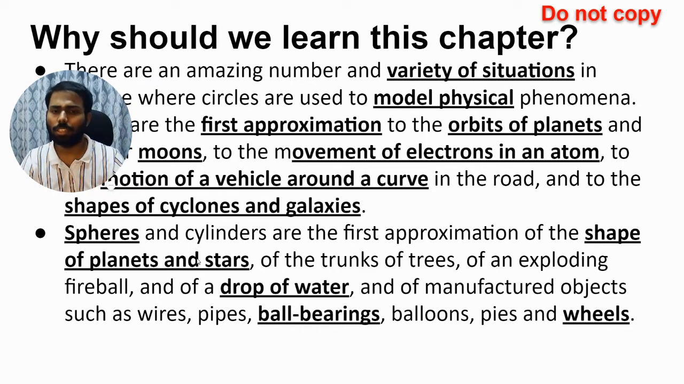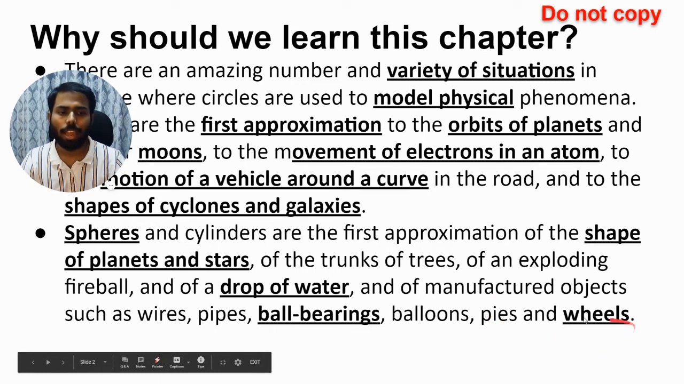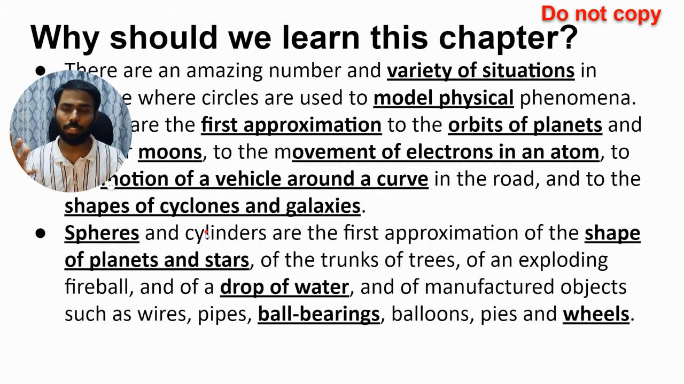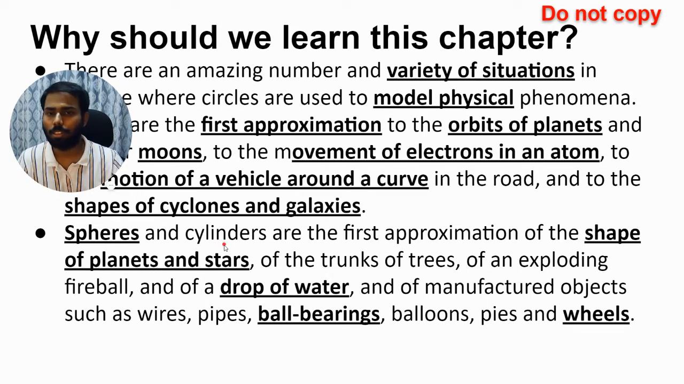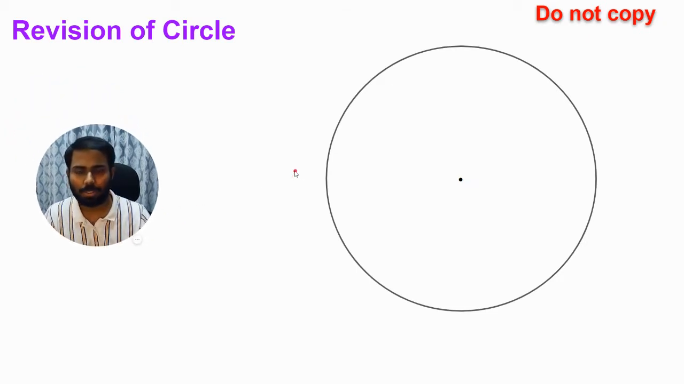Similarly, spheres and cylinders are used as approximation for trunks of trees, drops of water, and manufactured objects like wires, pipes, ball bearings, balloons, pies, meaning cake, and wheels. All of these use spheres and cylinders as their approximation so that it makes their calculations much easier. So this is why the circle is important, and this is what's worth learning in this chapter. Let us quickly revise the basic terms related to a circle.